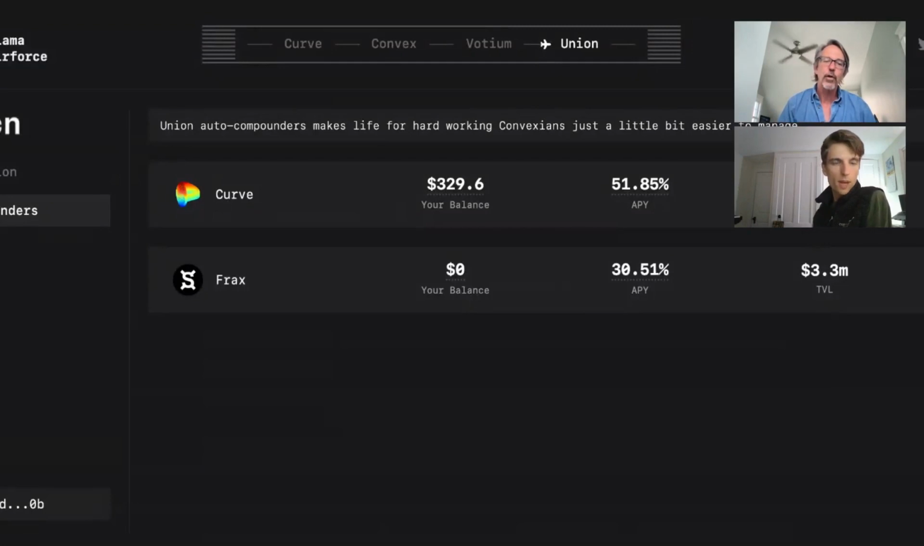So Llama Air Force is a good spot for somebody who's maybe a small-time farmer and wants just one step, right, and to not worry about gas. We don't want to have to claim CVX, and we don't want to have to claim an Alchemix token, because there are decisions to be made. Is this a valuable token? I'll just hold on to it. No, let's just cash it out.